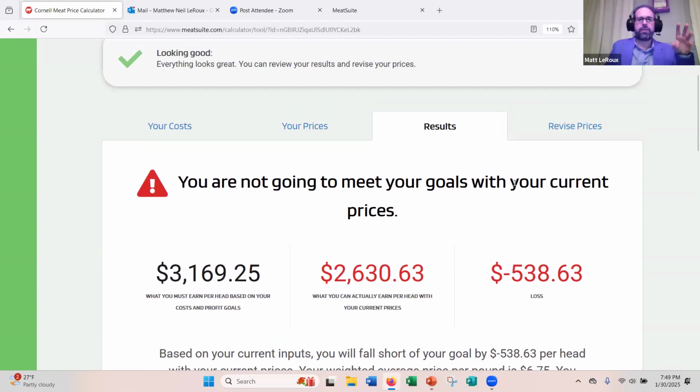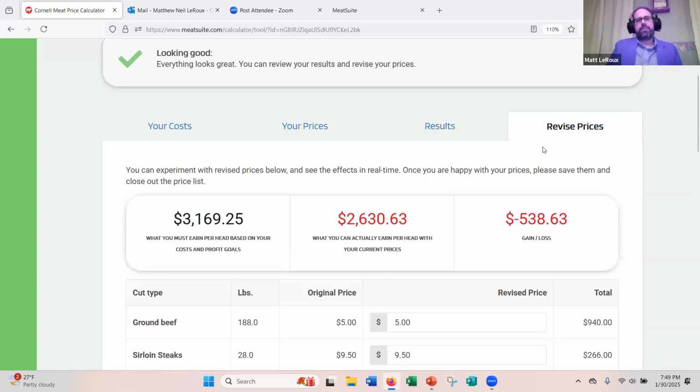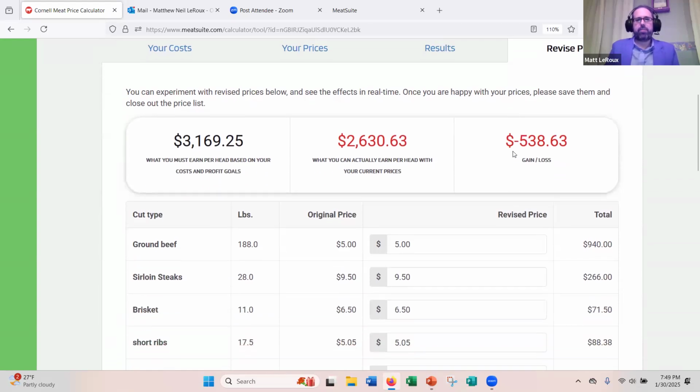So now you've seen the results, you have the chance to go in and start revising your prices. And as I've sort of already said, this is the fun part. You have to do all that work in advance. You have to get all those weights of all those cuts, the carcass weight, and the processing costs, and come up with a cost of production. You have to do all that, but then you get to come in here and start revising prices.